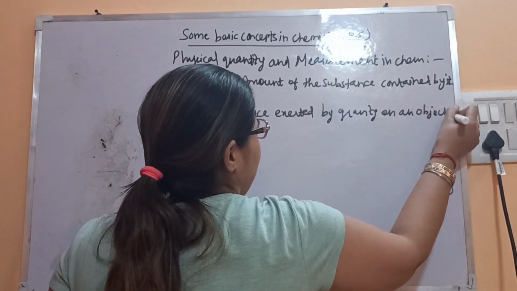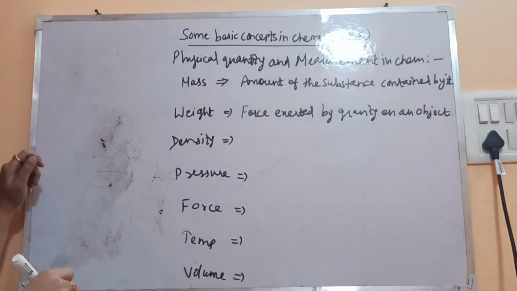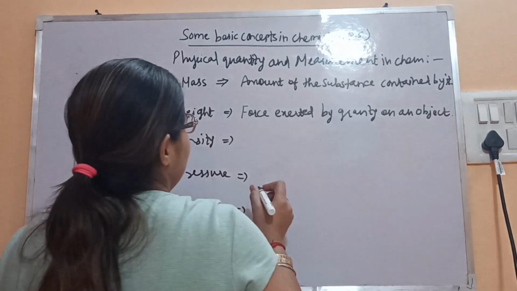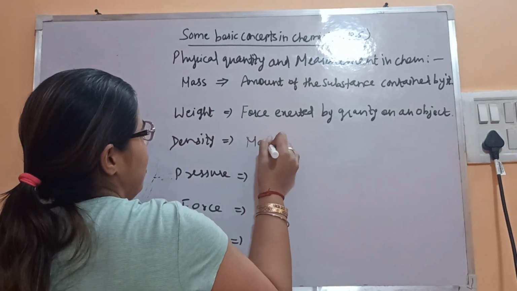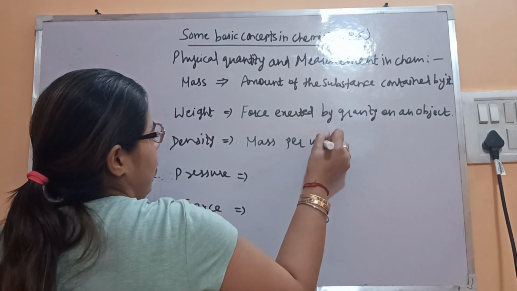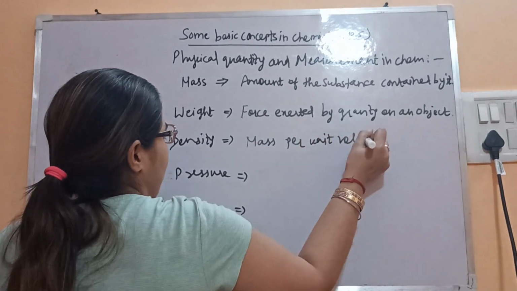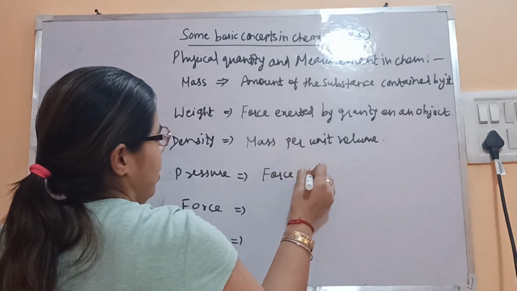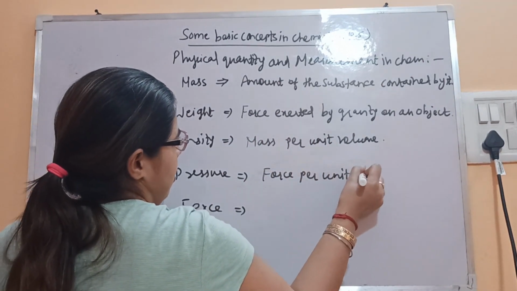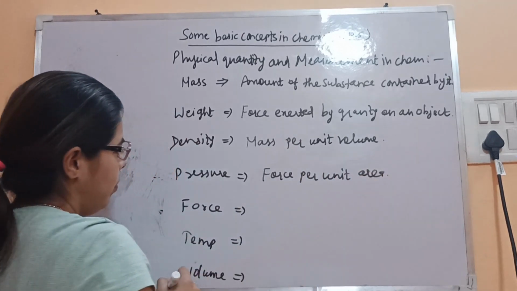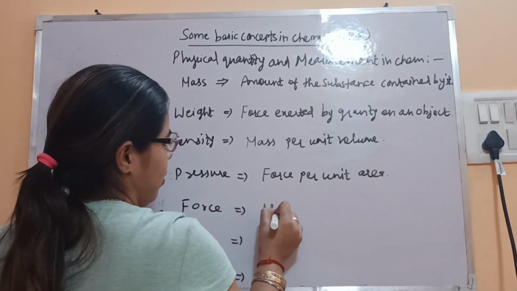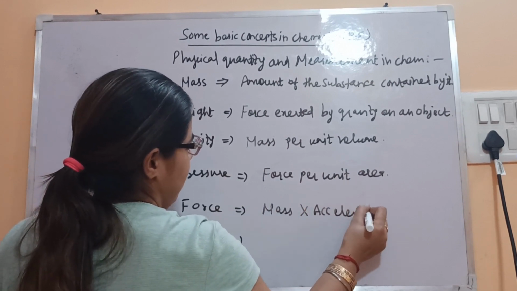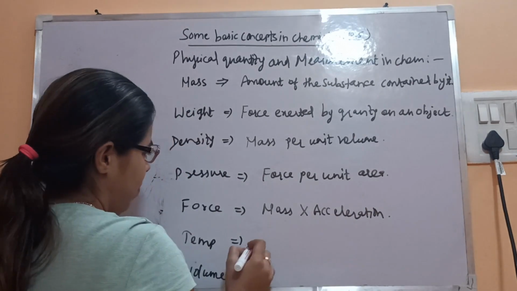So that's why these are different. But in general terms, we use mass and weight as similar, as if they are the same, but actually they are different. Fine. Density, you know that, is mass per unit volume. Pressure is force per unit area. Then force is what? Product of mass and acceleration.